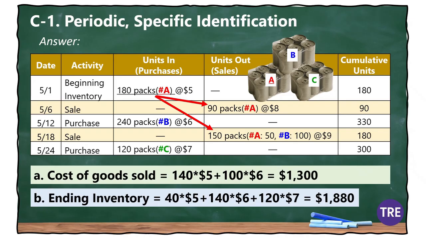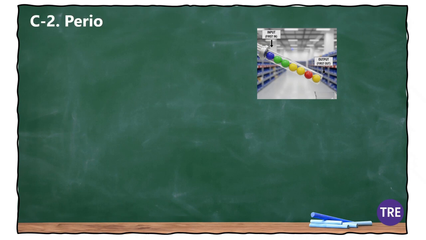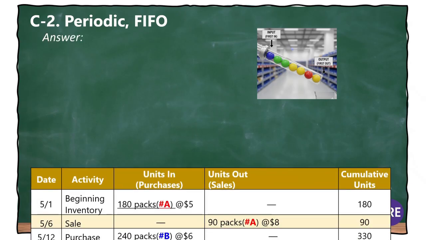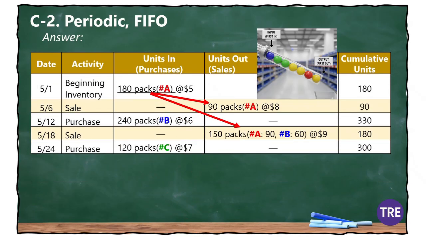So, even though the numbers match the perpetual result, the timing of the calculation is what separates the periodic approach from the perpetual one. Now, let's apply FIFO under the periodic system. Remember, under the periodic approach, we don't track COGS after each sale, we wait until the end of the period and assume the oldest units were sold first.